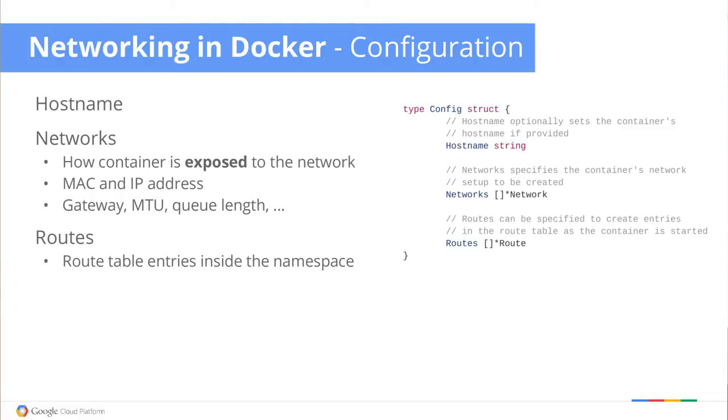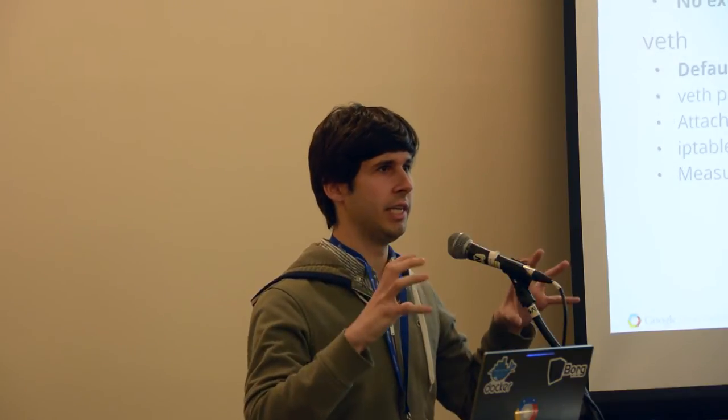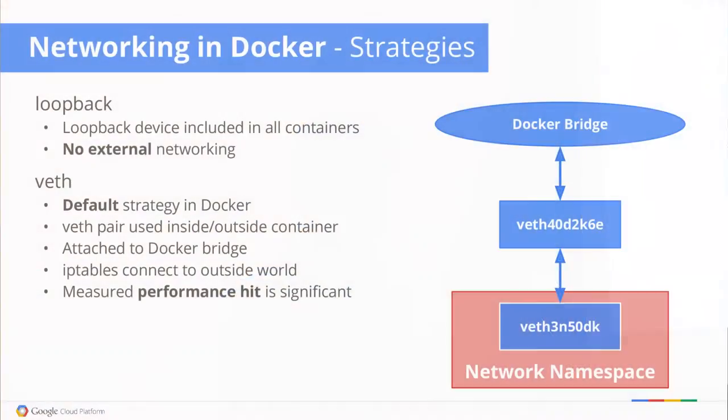And we'll talk about each of those in turn. So Docker very roughly tries to give these large ideas of strategies. So kind of it tries to give you pre-made networking setups that you can use. There's four main ones that I'll talk about today. So the first one is loopback.